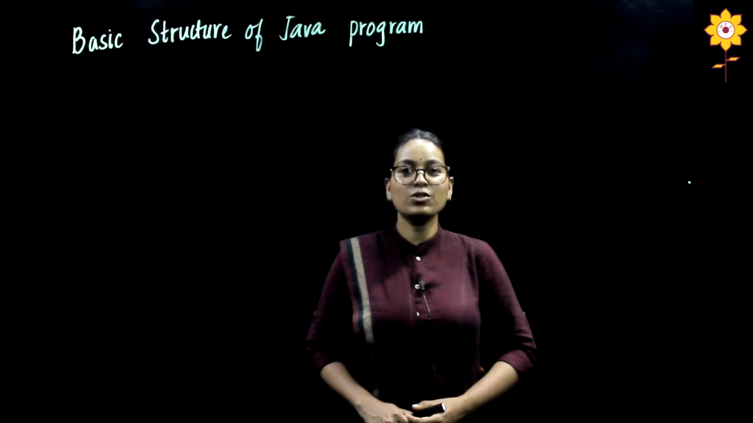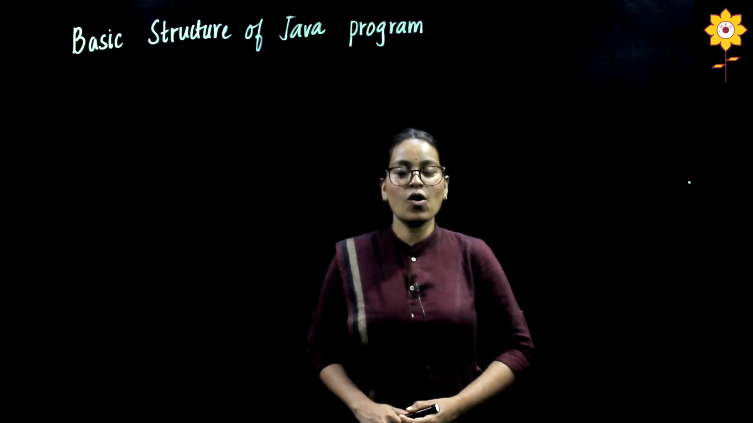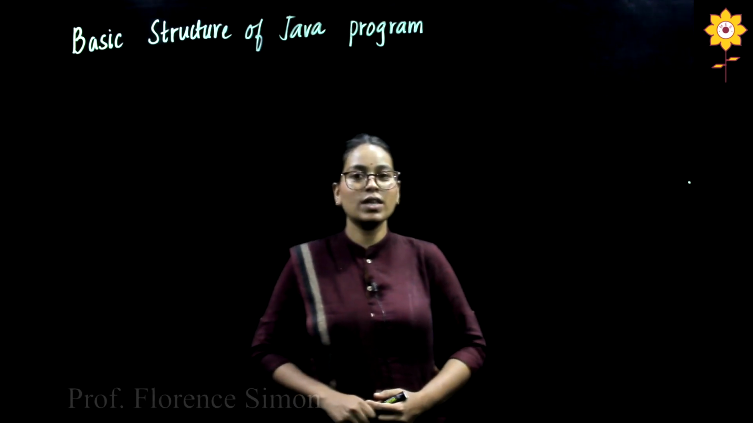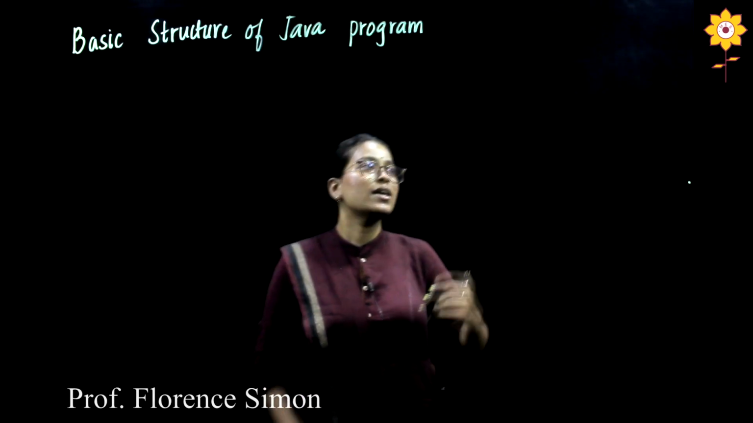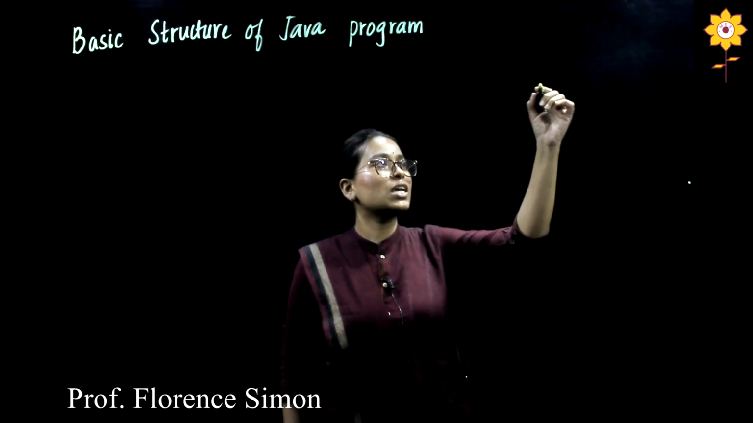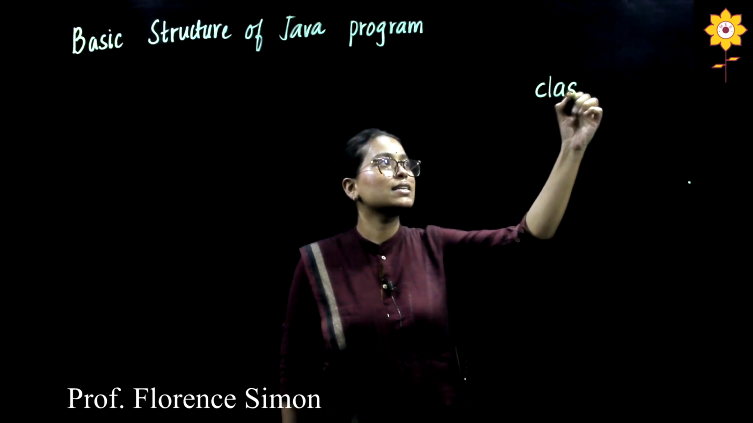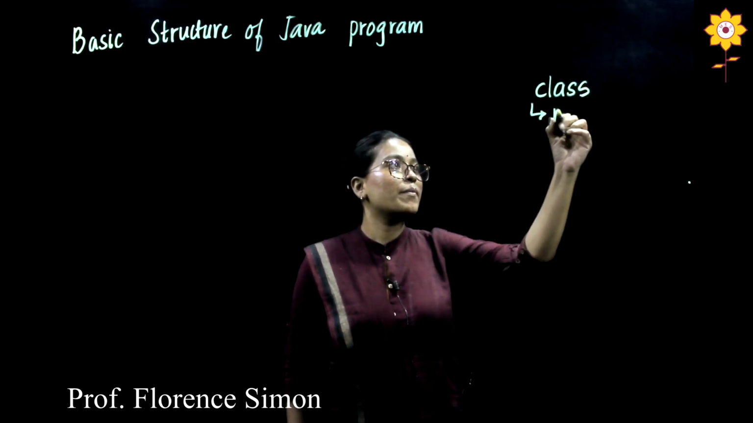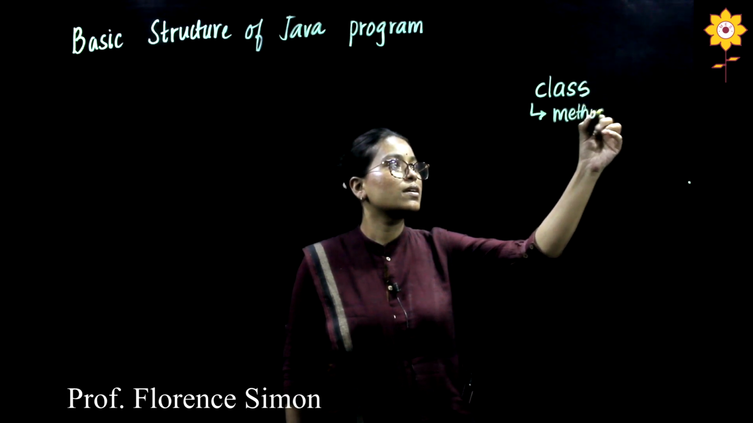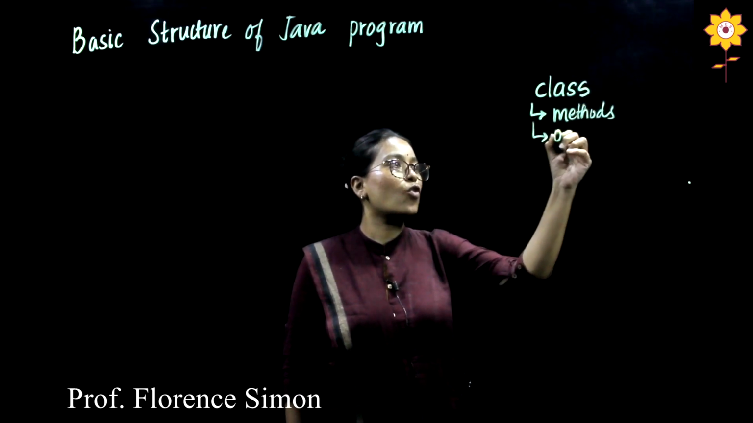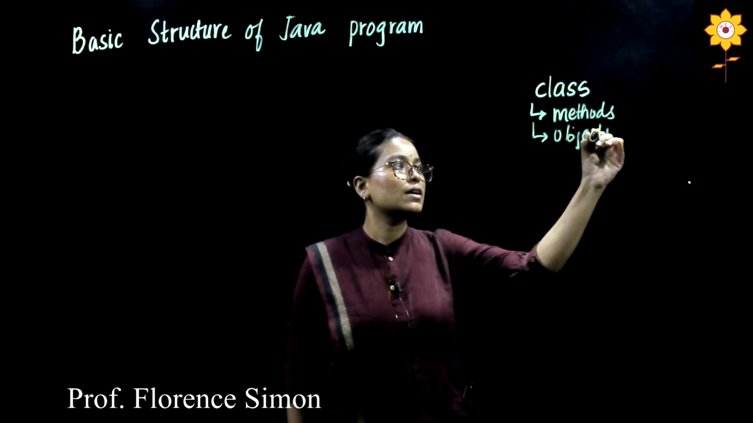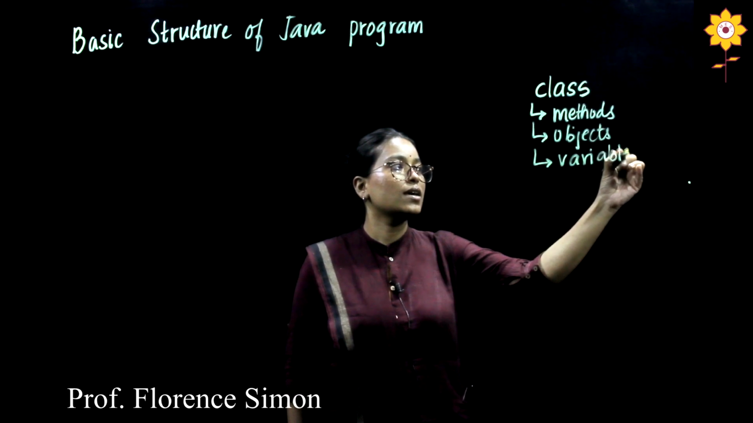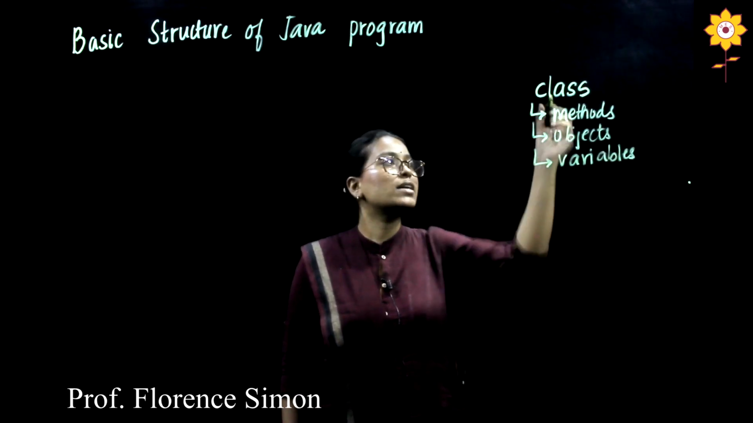In this video, we are going to learn about the basic structure of Java program. Now, when we write a Java program, there are few things that we need to keep in mind. Okay, so in Java, there is something called as a class, and this class will basically consist of methods. It will consist of objects and variables. Okay, so everything comes under class.